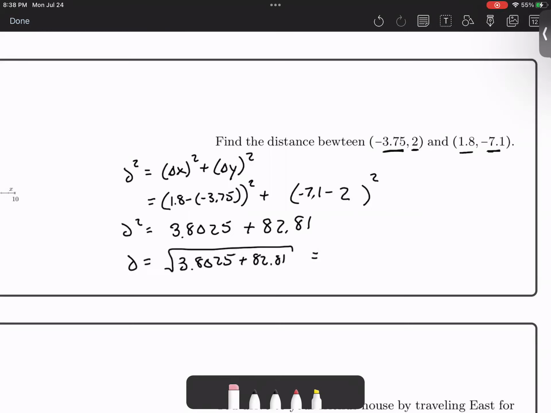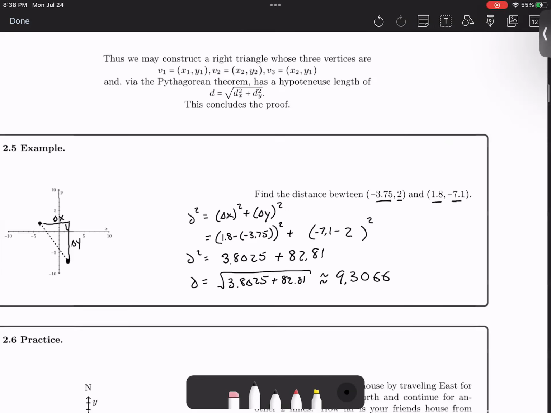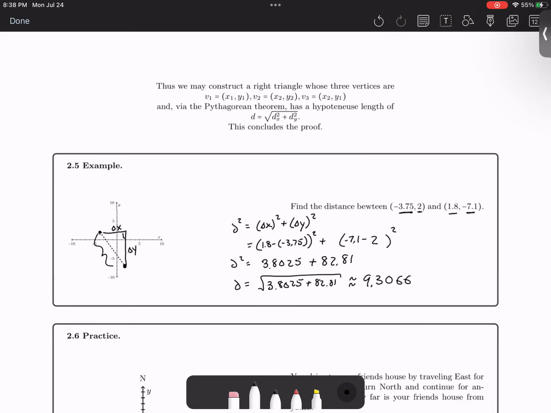I get a distance of about 9.3066. So this distance right here is about 9.3 units long.